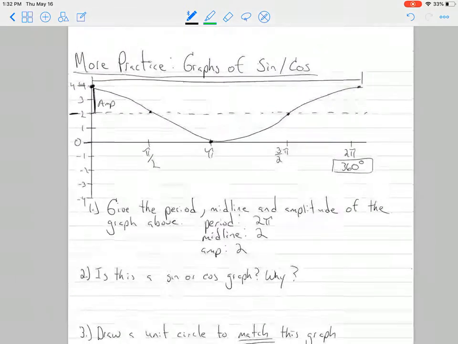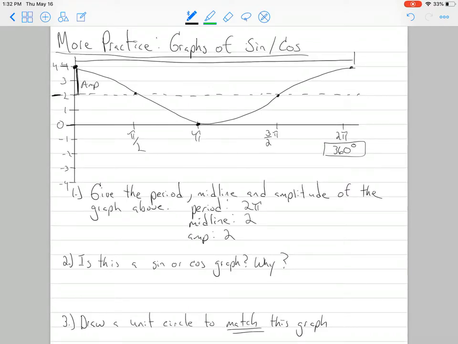Next question I would like you to ponder. Does this graph right here represent sine or cosine? And why? I want you to write out in words why you believe this is a sine graph or why you believe this is a cosine graph. And I'll even give you a hint. Remember, sine is distance from the ground. Cosine is distance from the pole. DFTG, DFTP. Distance from the ground, distance from the pole. So which one is this?